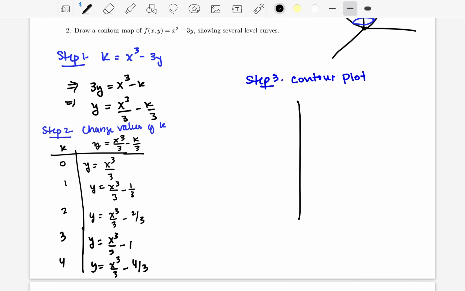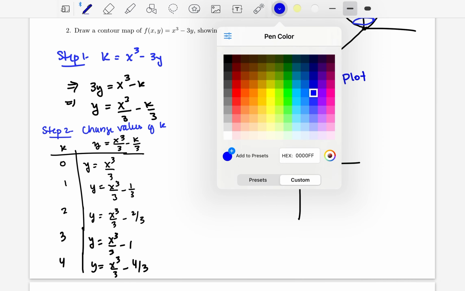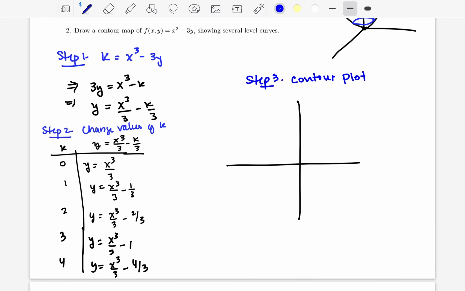This is going to be equal to... I have here, when k is equal to 0, I just get x cubed divided by 3, which is just a graph of x cubed, and then divided by 3, but it goes through the point (0, 0). So this is k equal to 0.